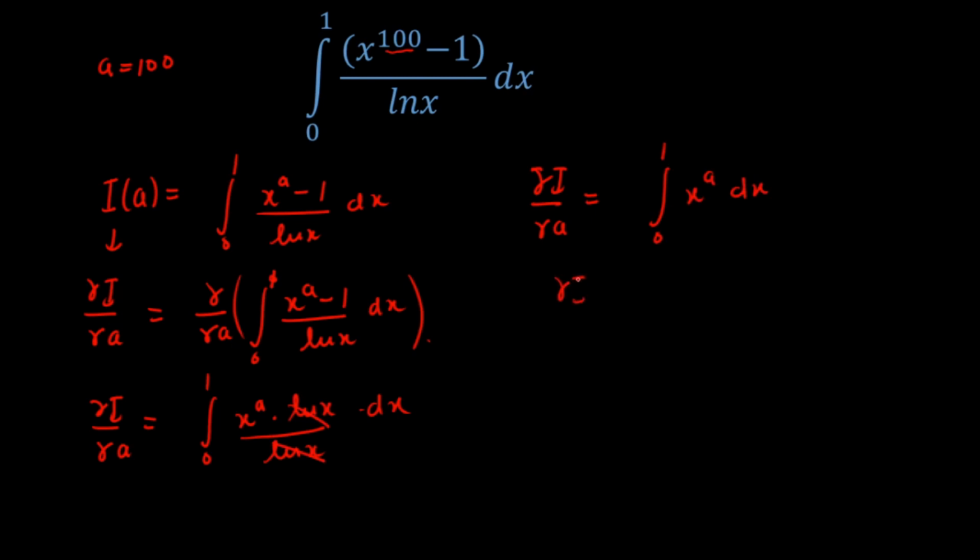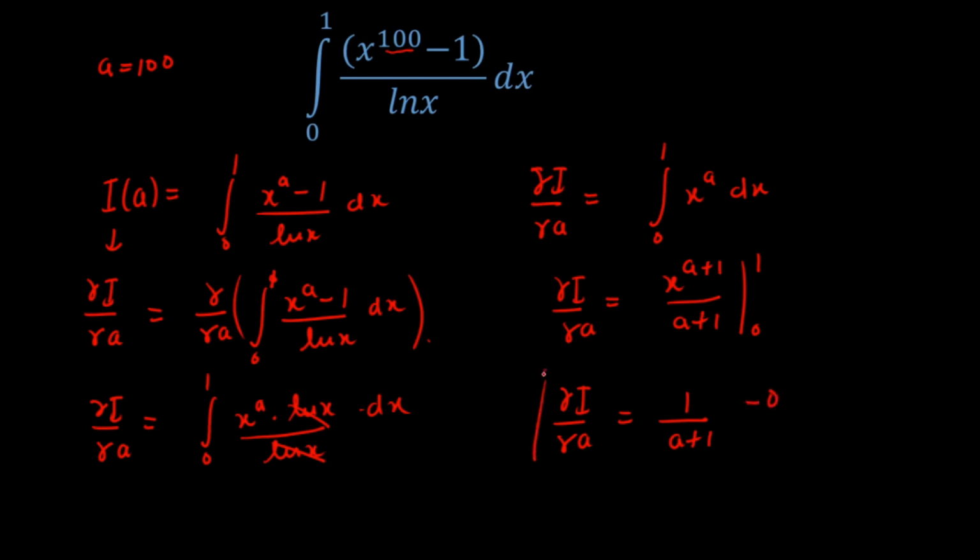Now I can write ∂I/∂a is equal to the integration of this, which is x^(a+1) upon a+1, because this is with respect to x. The lower limit is 0, upper limit is 1. Now I'm going to put the upper limit and lower limit to see what we get here. So ∂I/∂a is equal to, when we put 1 here, 1 raised to power anything is 1, that is 1 upon a+1. When I put 0 here, 0 raised to power anything is 0, so minus 0. So I got this value: ∂I/∂a is equal to 1 upon a+1. I'm going to solve this in the next slide.